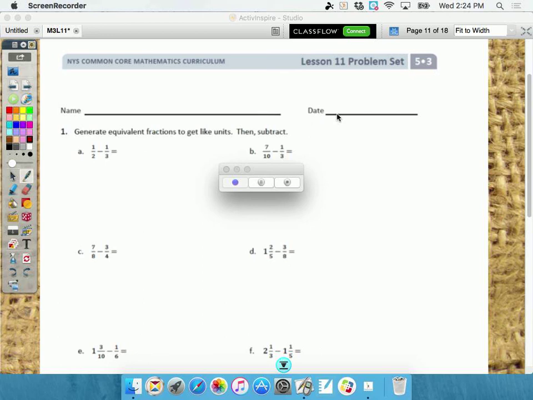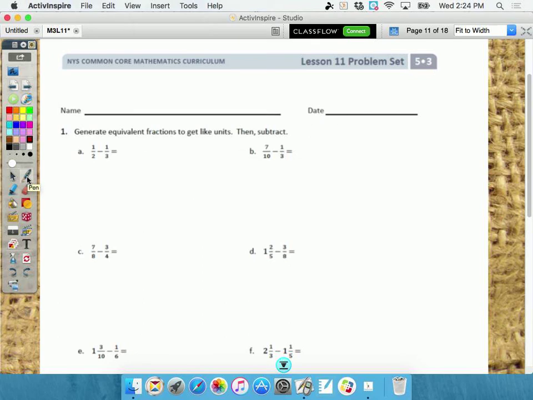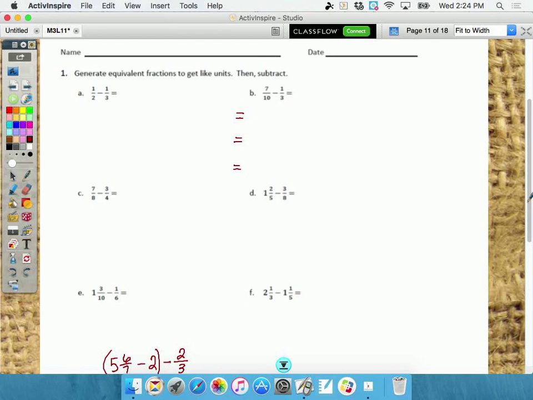Let's start with B. How many equal signs will I need to subtract these two fractions? 3. Why only 3? Because you just take your whole numbers out. There are no whole numbers, so we don't need that extra set of equals.